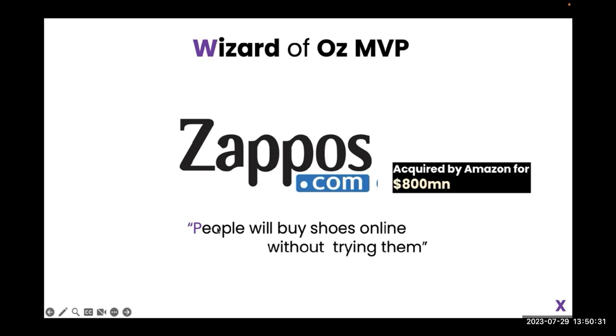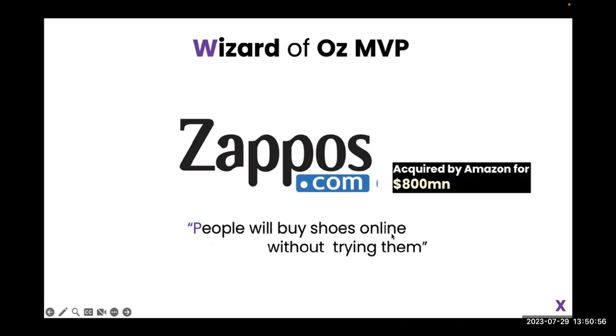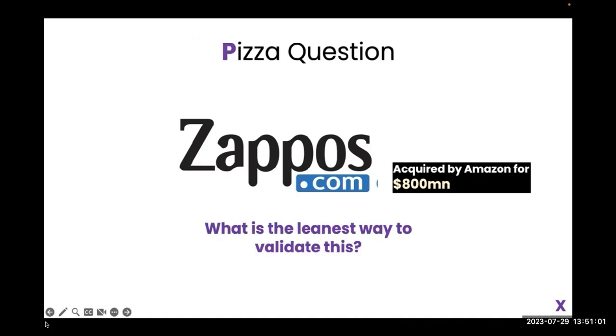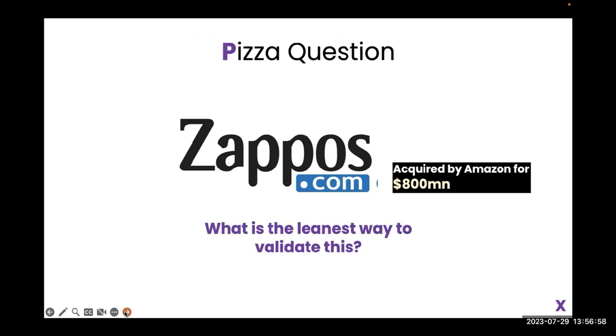If you were the founder at this stage with this case specificity, how would you validate this in the leanest possible way? You can take 2 minutes. Here is the hypothesis: people will buy shoes online without trying them. So what is the leanest way to validate this? You can imagine the scenario of consumer behavior in a world where people do not buy shoes online. Let's look at how these founders solved it.